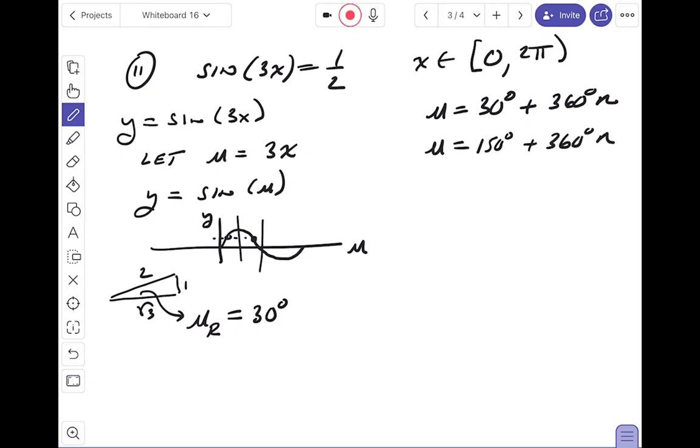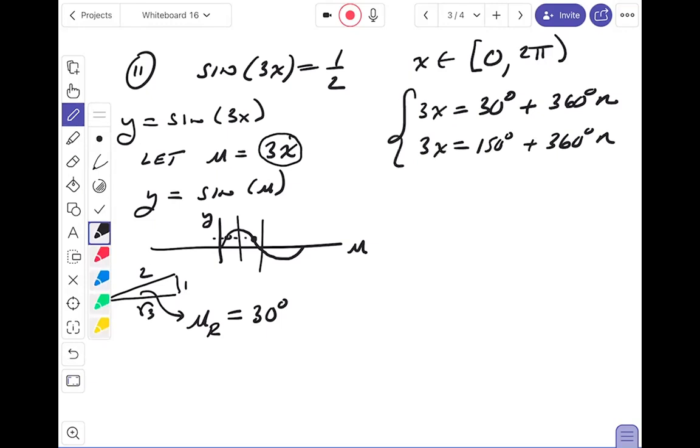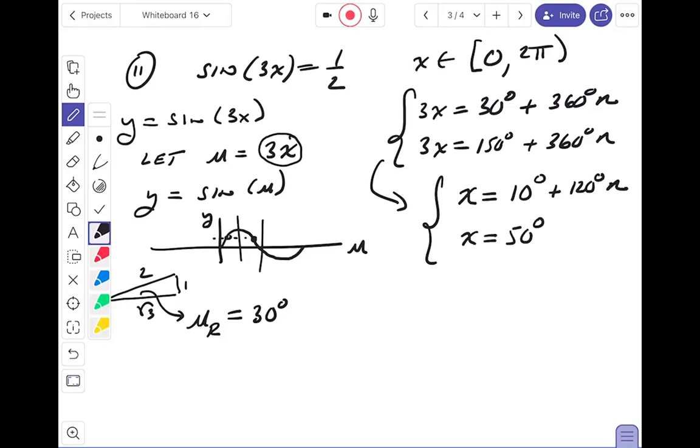Someone says, you didn't want u, you wanted x. Well, what's u? It's 3x. So I'm going to take my little eraser out, and where I saw the u over here, I put 3x down for you. I'm going to solve for x. X would be 10 degrees plus 120 degrees n. I'm dividing both sides by 3. X is equal to 50 degrees plus 120 degrees n.